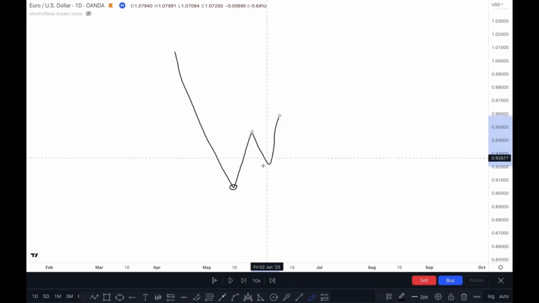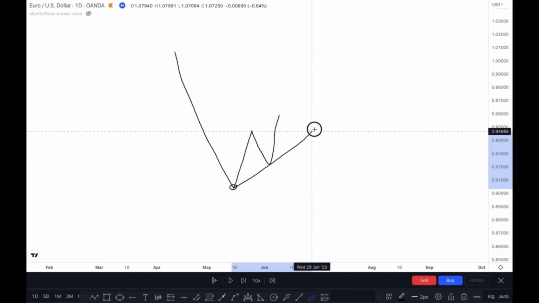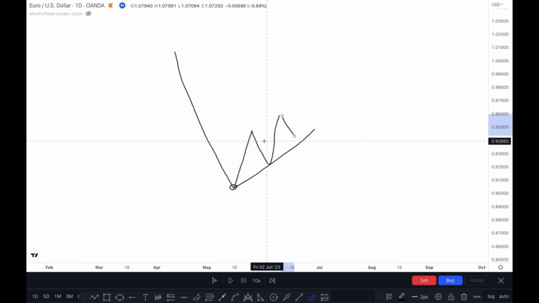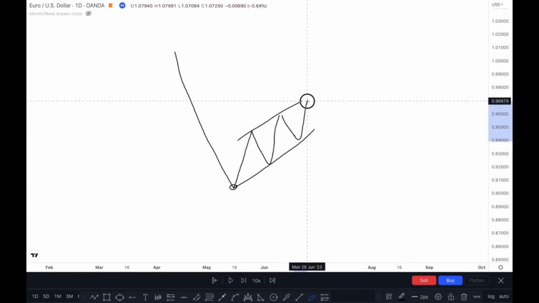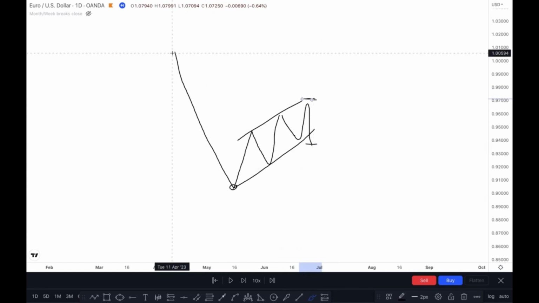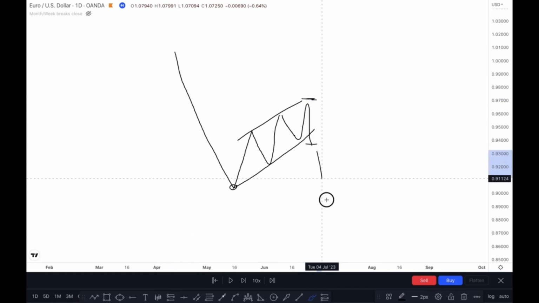So I want to establish my first point, my second point. I also want to establish my first point, my second point at this level. So my entry will be the breakout of this flag pattern. My stop loss will just be the highest level price got to before breaking out, and my take profit is going to be the same. We're going to measure this and then bring it right here.